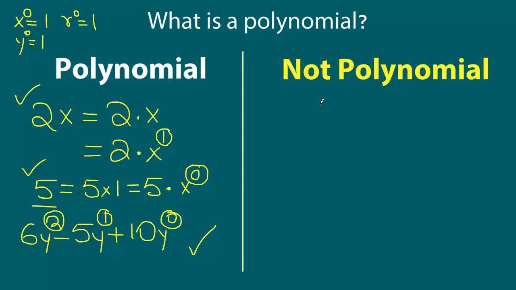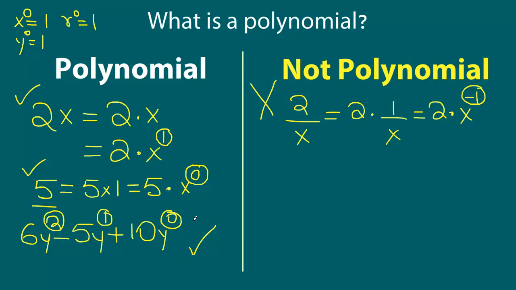Now, what are not polynomials? How about we have 2 by x? This we can write as 2 times 1 by x, or we can write this as 2 times x to the power minus 1. 1 by x is the same as x to the power minus 1. Now, minus 1 is not a whole number, and hence this is not a polynomial, right?